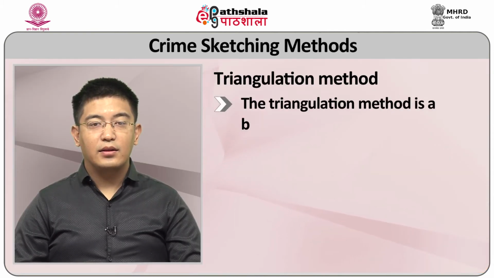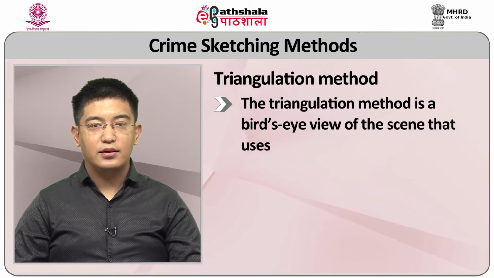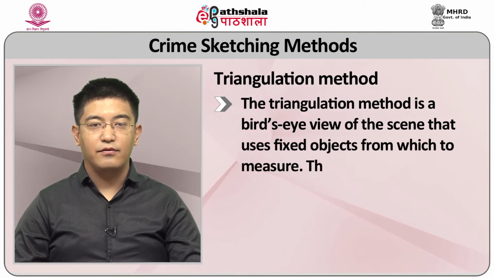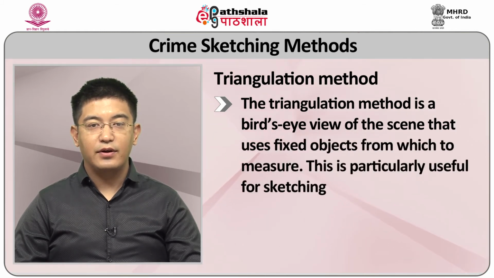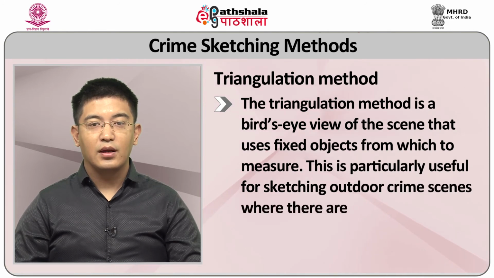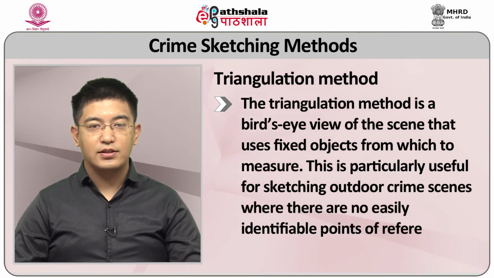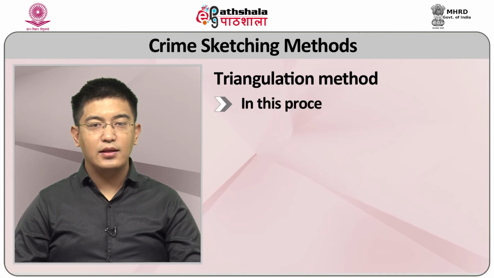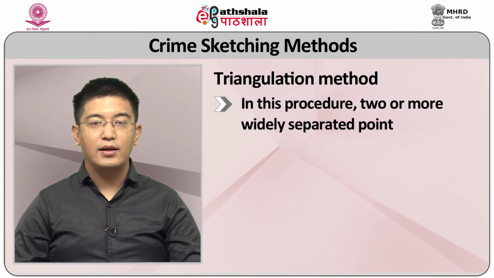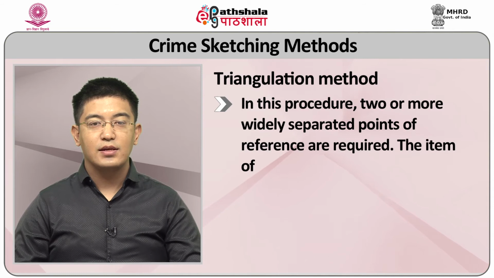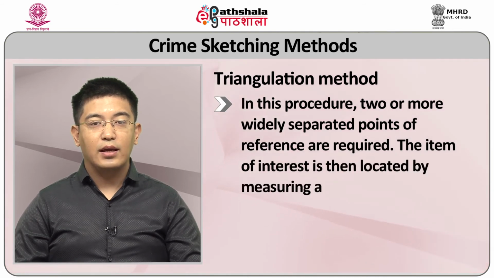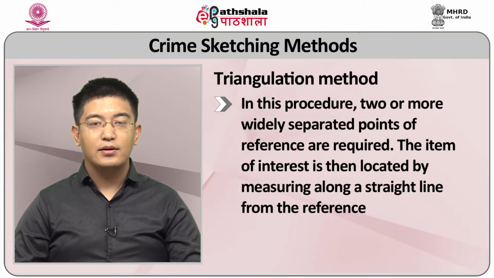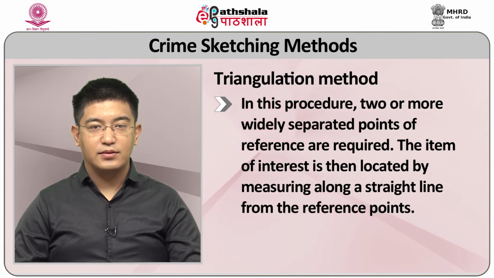Second method is the triangulation method. The triangulation method is a bird's eye view of the scene that uses fixed objects from which to measure. This is particularly useful for sketching outdoor crime scenes where there are no easily identifiable points of reference. In this procedure, two or more widely separated points of reference are required. The item of interest is then located by measuring along a straight line from the reference points.